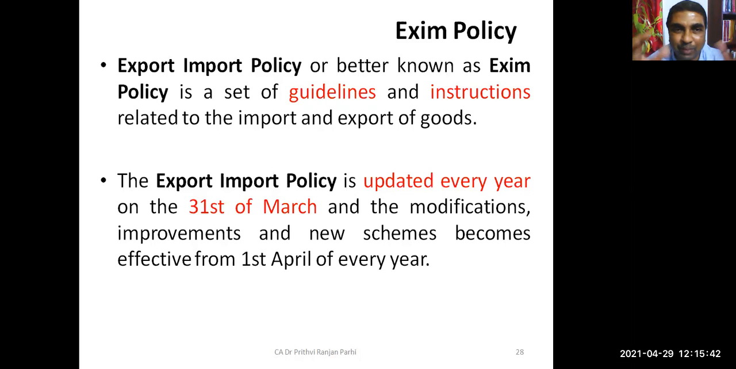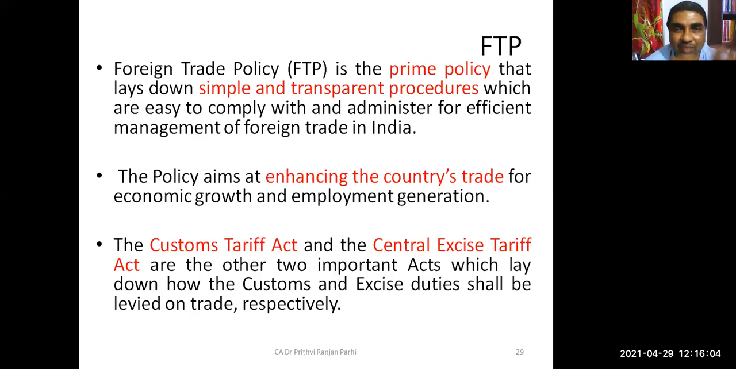So when you talk about Exim policy or export import policy or foreign trade policy (FTP), what is it? It is basically a set of guidelines and instructions relating to exports and imports. The government has framed these guidelines to facilitate export and import. These guidelines keep changing from year to year. Every year it gets changed. It is the primary policy which lays down simple and transparent procedures which need to be followed in all kinds of foreign trade, be it export or import. Every foreign trade follows these processes. They're very simple processes, transparent procedures.